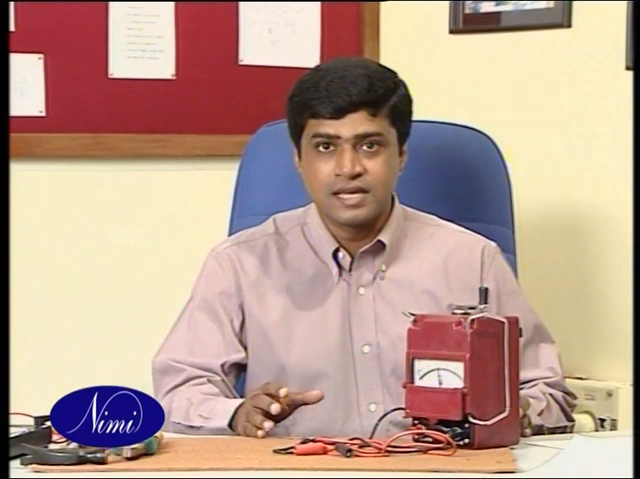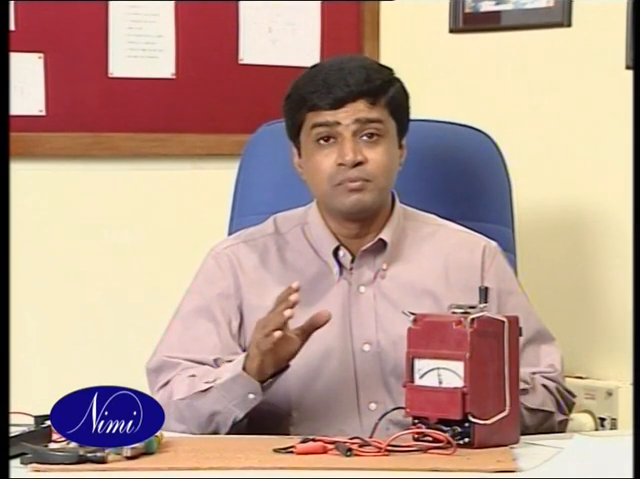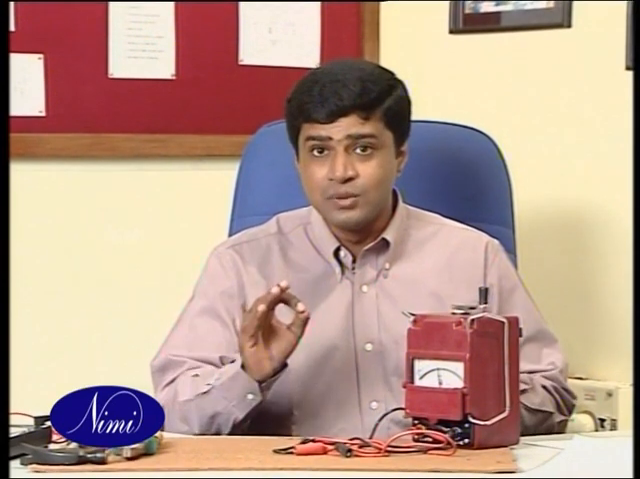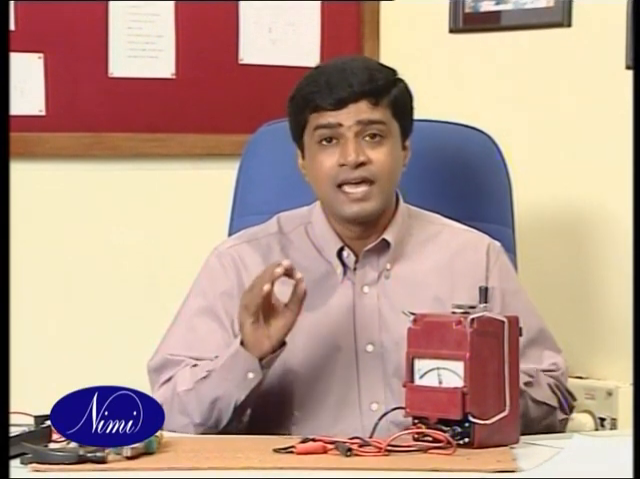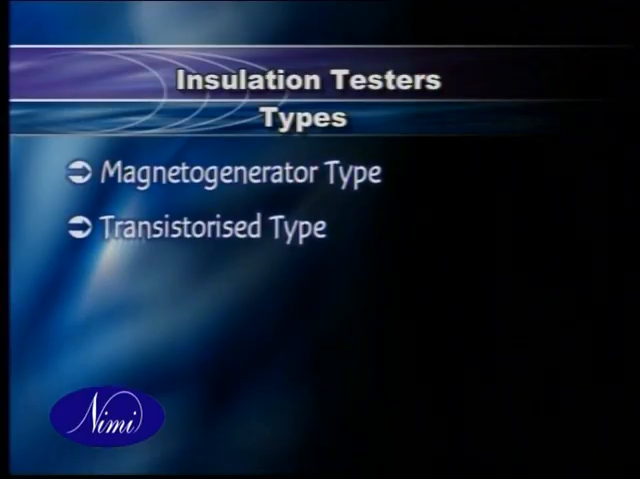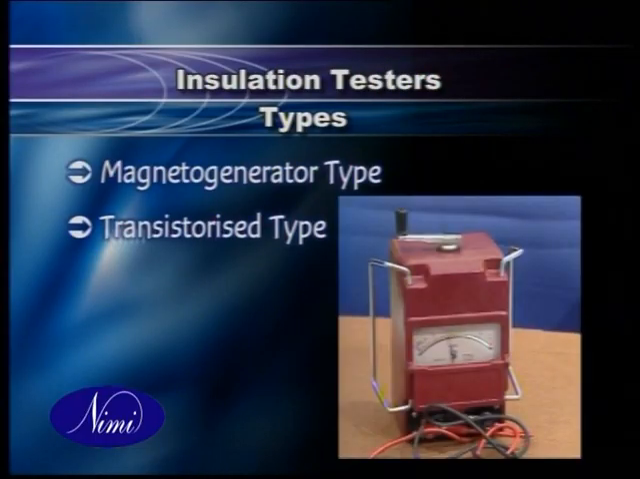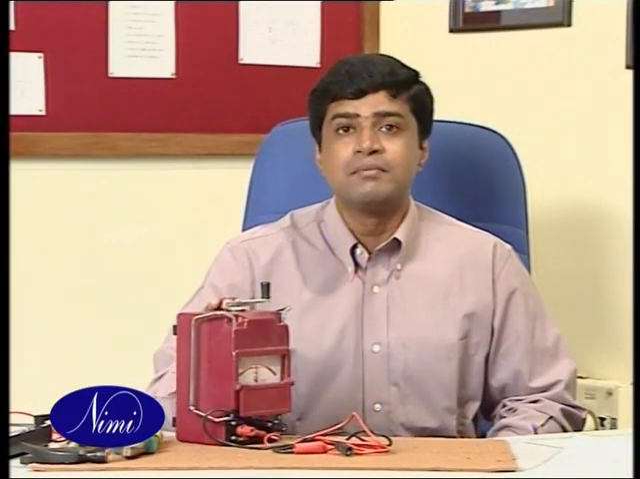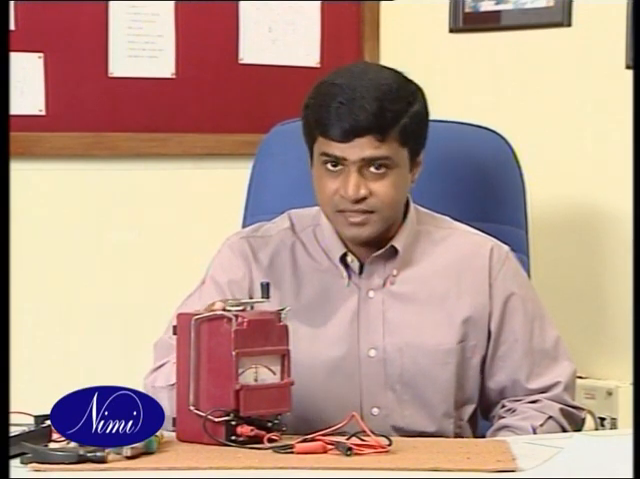Ordinary ohm meters are not generally designed to measure high value of resistance. An instrument exclusively designed for this purpose is the megometer, commonly known as a mega. There are two types of insulation testers, the magneto-generator type and the transistorized type. First, let's see the magneto-generator type tester.